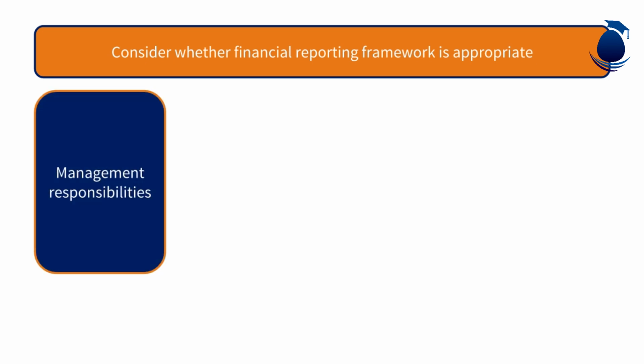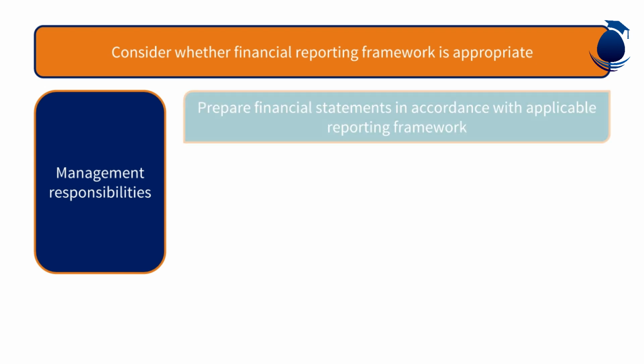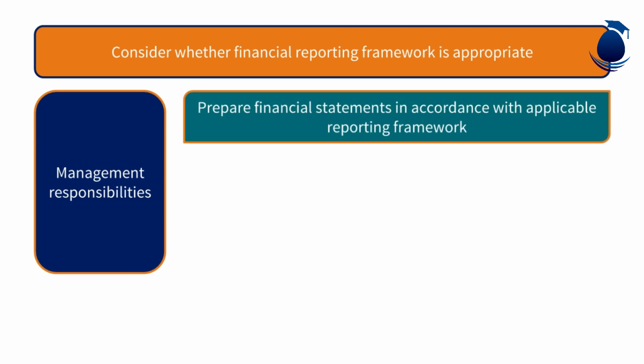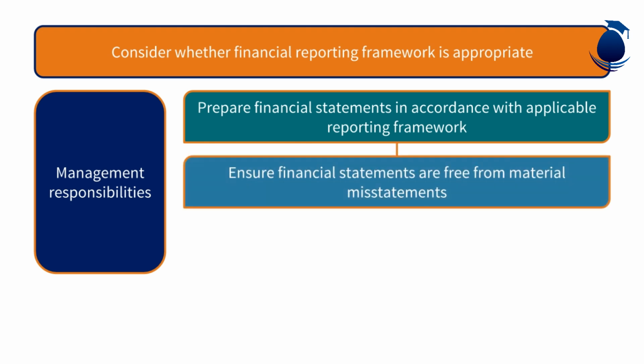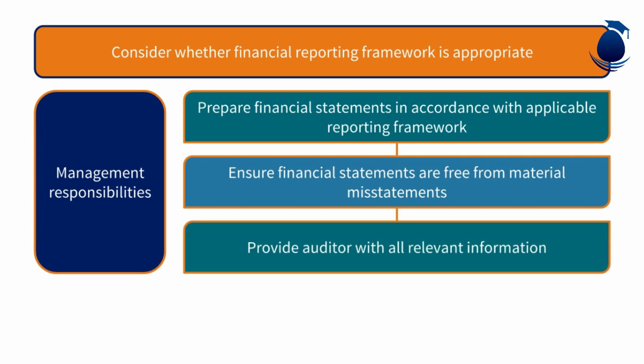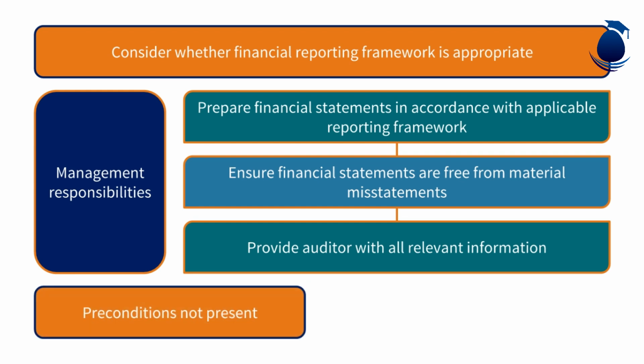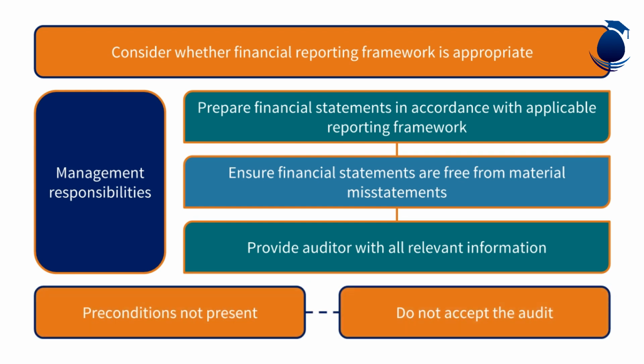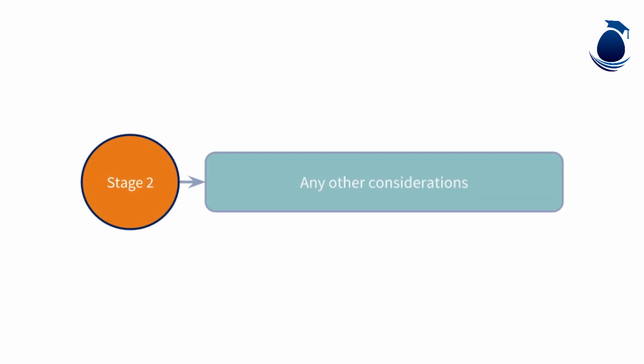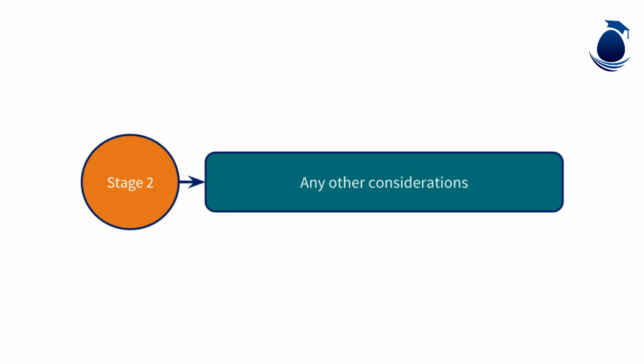In terms of management responsibilities, they must accept that they prepare the financial statements in accordance with applicable reporting framework. Ensure controls are sufficient to ensure financial statements are free from material misstatements. And provide the auditor with all relevant information and explanations necessary to complete the audit assignment. As I mentioned before, if the preconditions are not present, then they should not accept the audit assignment. Once the preconditions have been identified, the auditor must move on to any other considerations that may affect their decision to continue the audit. We will go through each consideration in detail.